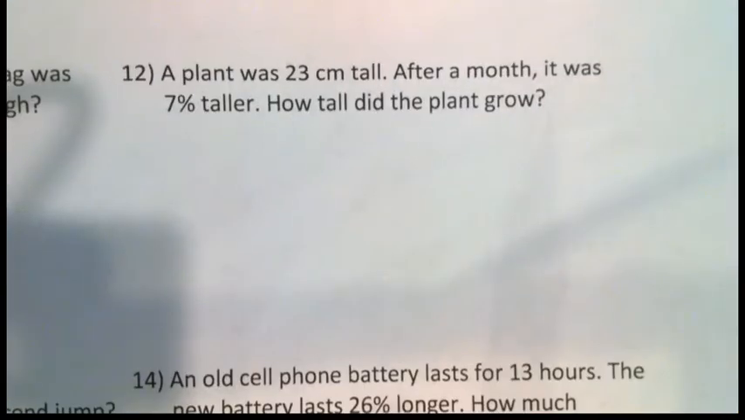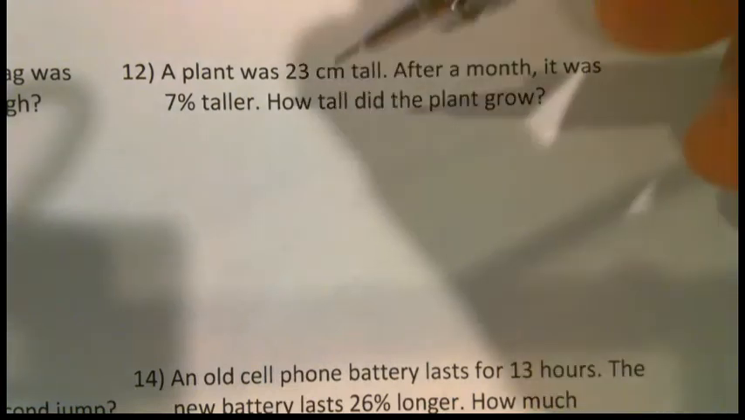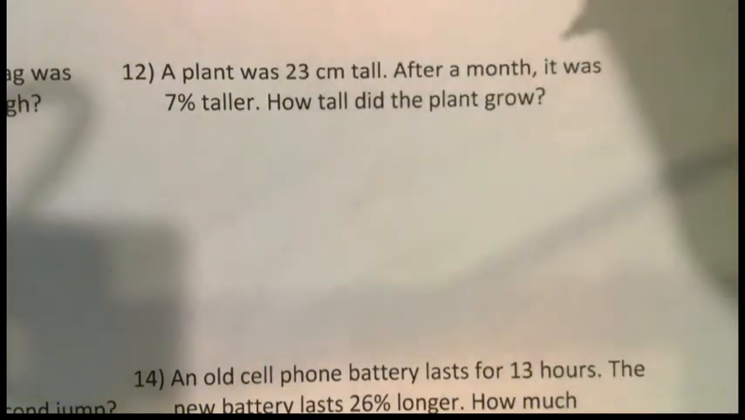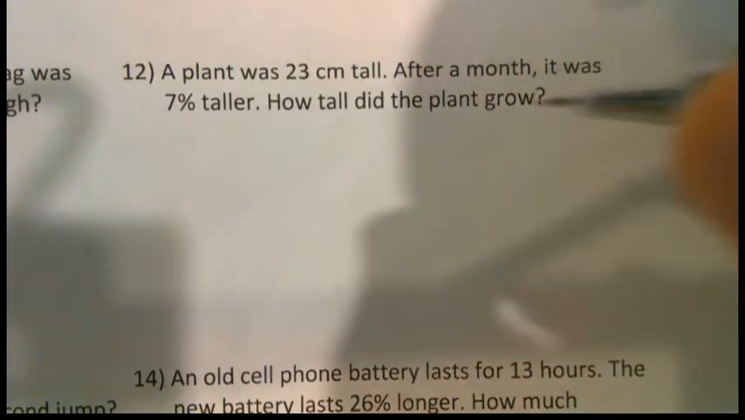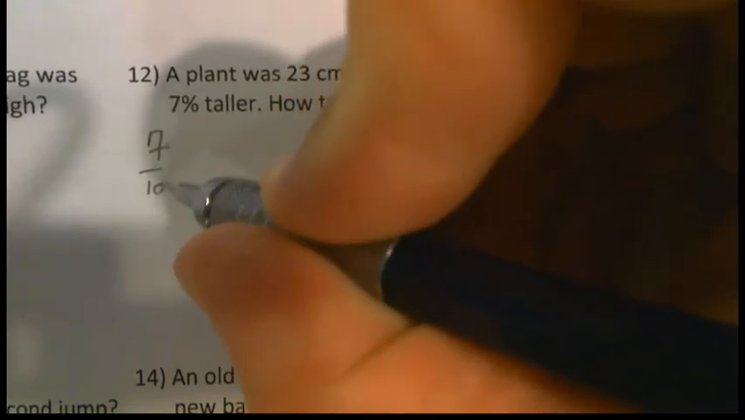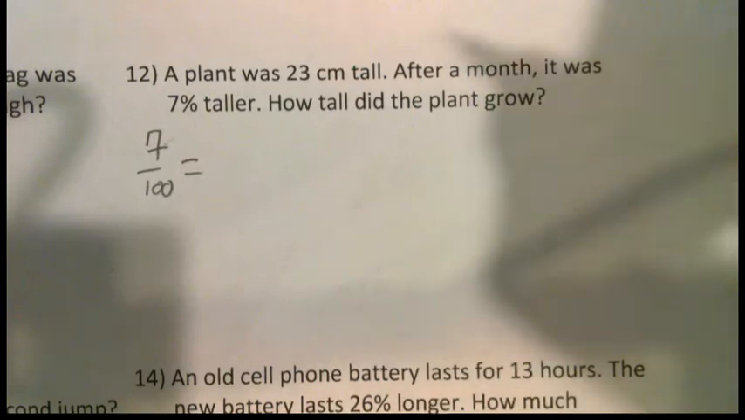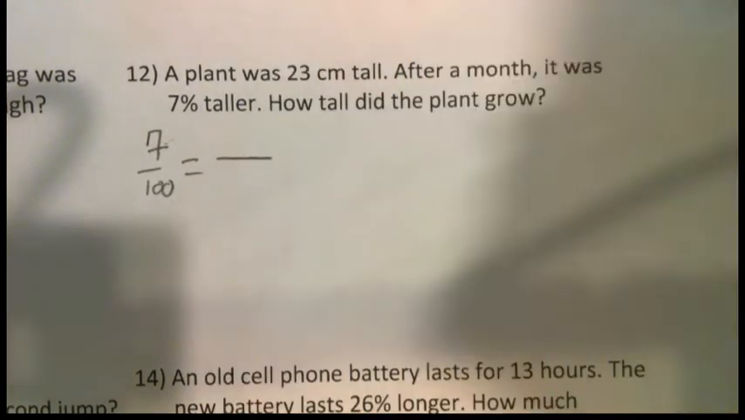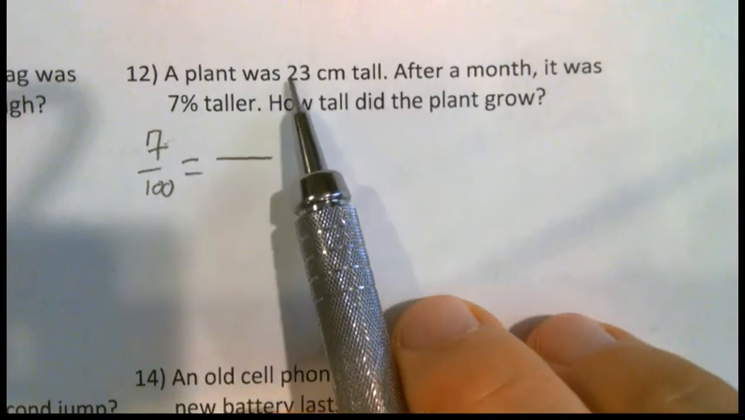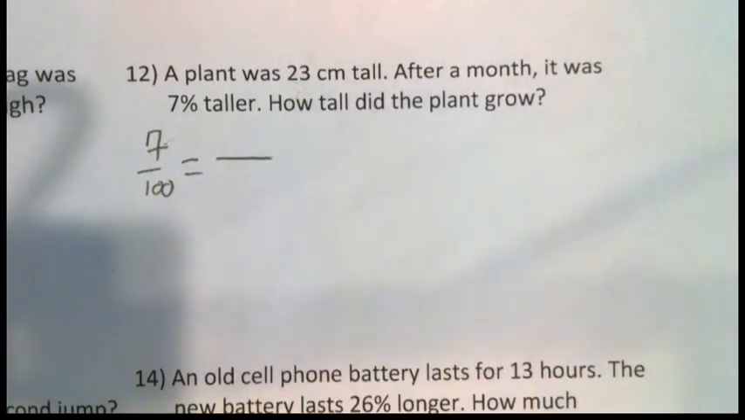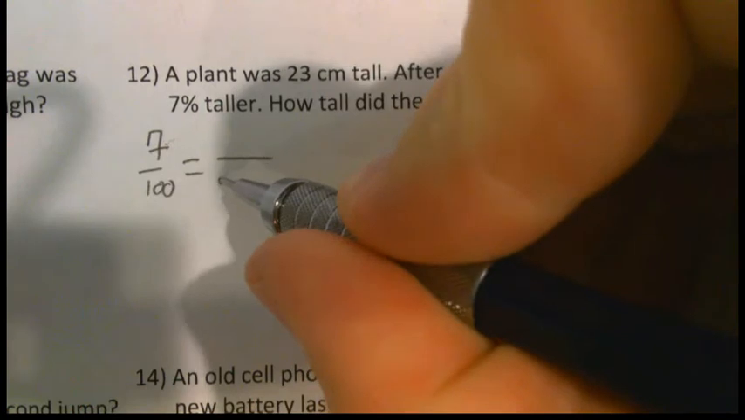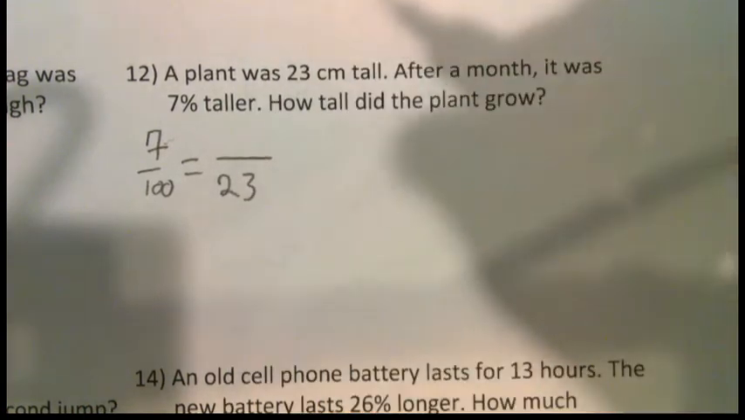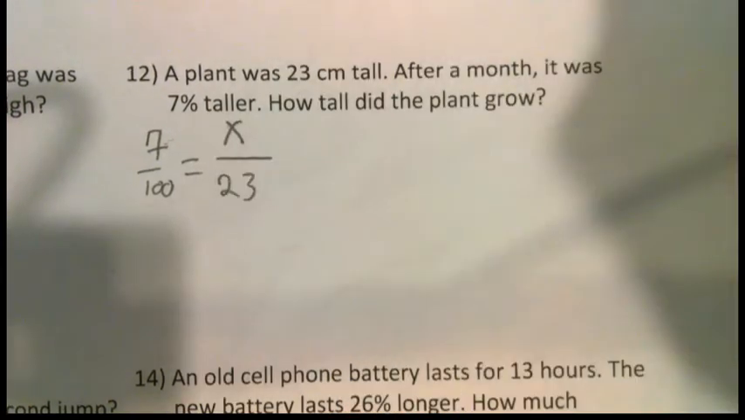For number 12, a plant was 23 centimeters tall. After a month, it was 7% taller. How tall did the plant grow? Well, we have percent over 100. That's equal to new over original. This is the original height of the plant before it grew. That's going to be our denominator. Our numerator, how much it grew, is going to be our variable x.